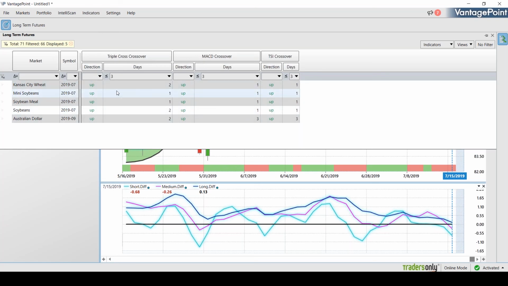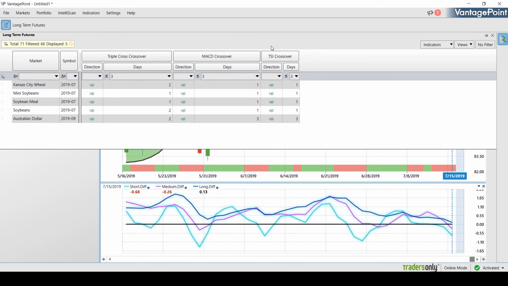And you'll notice that we also added in the MACD crossover. Now the MACD, that is your moving average convergence and divergence. That has also been transformed. It's predictive here in VantagePoint. But we want to know whether or not the MACD is confirming what the triple cross is telling us. Is the MACD showing that we have an uptrend? It most certainly is. And we have that also filtered to less than or equal to 3 days to match what the triple cross is telling us as well.